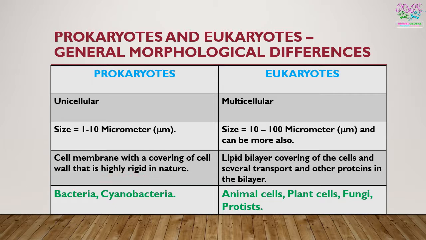In the case of a eukaryotic cell, there is a lipid bilayer covering the cell, and several cell transport and other proteins are also found in this bilayer. And examples of prokaryotic cells are bacteria and cyanobacteria, whereas eukaryotic cells are the animal cell, plant cell, and fungal cells, and protists also fall in the category of eukaryotic cells.